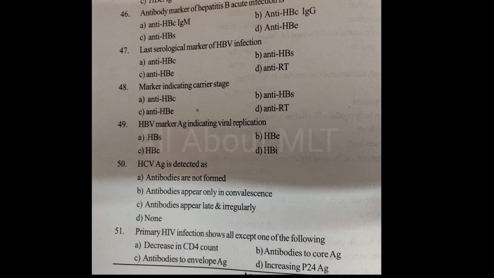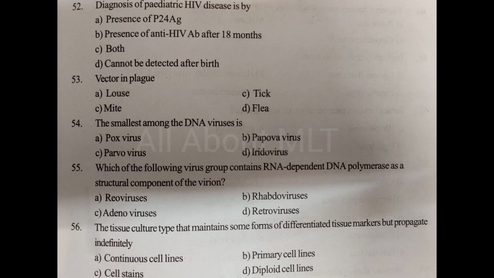HCV antigen is detected as option A antibodies are not formed, option B antibodies appear only in convalescence, option C antibodies appear late and irregularly, option D none of the above. Answer is option C antibodies appear late and irregularly. Primary HIV infection shows all except one of the following. Option A decrease in CD4 count, option B antibodies to core antigen, option C antibodies to envelope antigen, option D increasing P24 antigen. Answer is option D increasing P24 antigen.